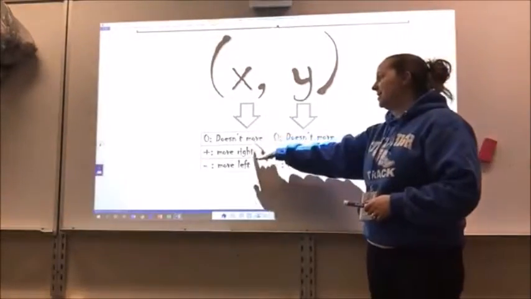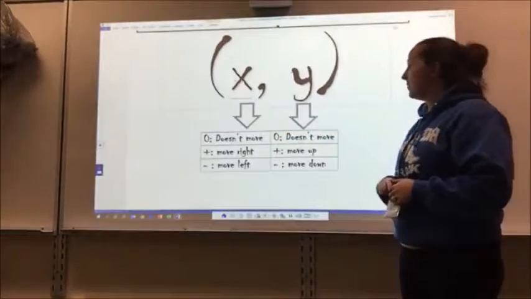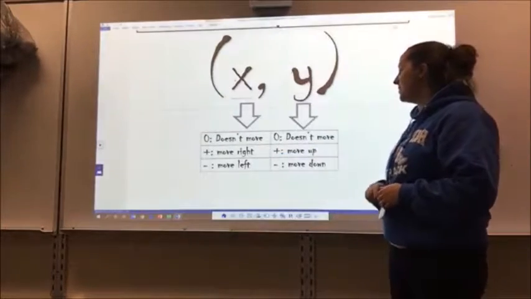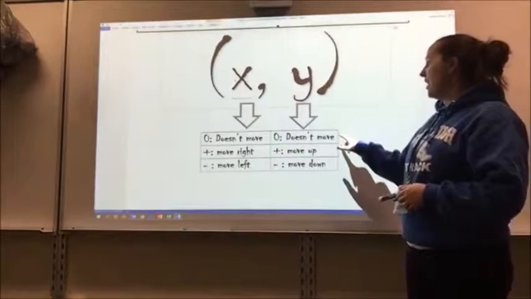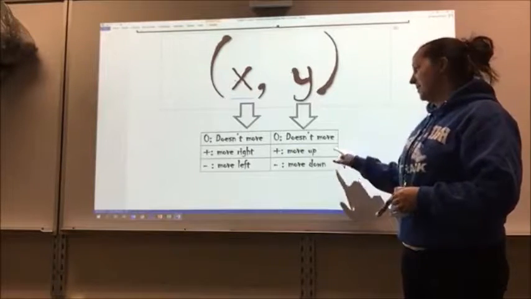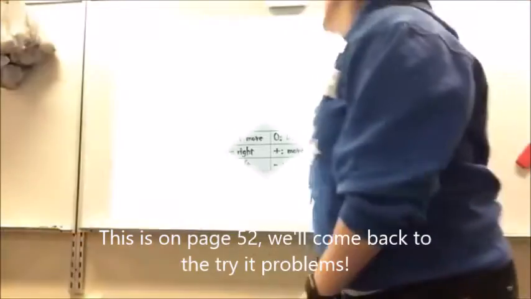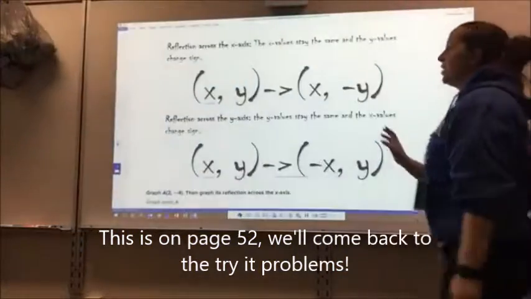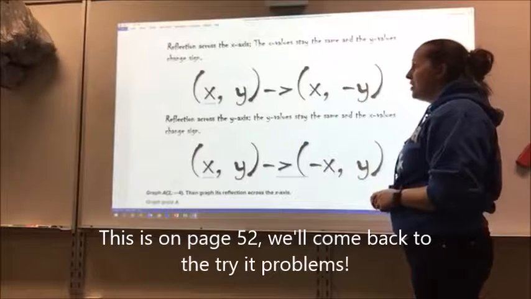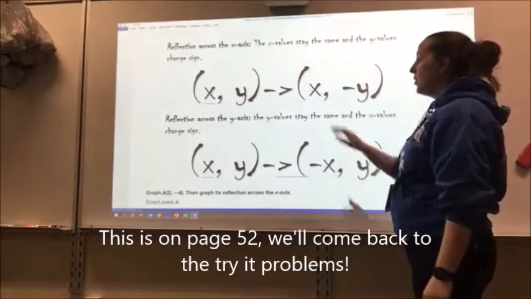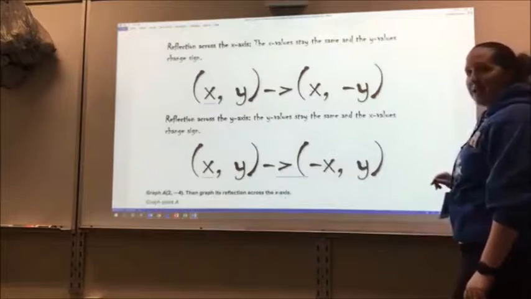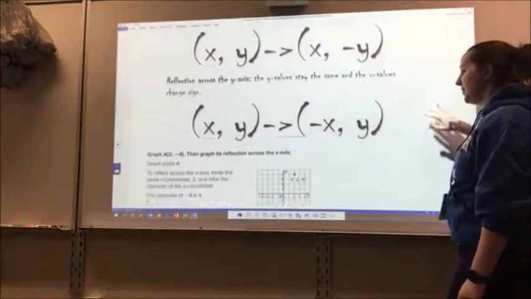if your x is 0, it doesn't move. If it's positive, you move right. If it's negative, you move left. If your y is 0, it doesn't move. And then it moves up if it's positive and down if it's negative. All right, so we have a reflection across the x-axis. The x values stay the same and the y values change signs. When you go across the y-axis, the y values stay the same and the x values change signs.